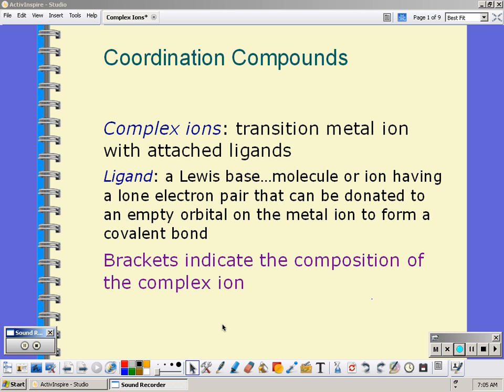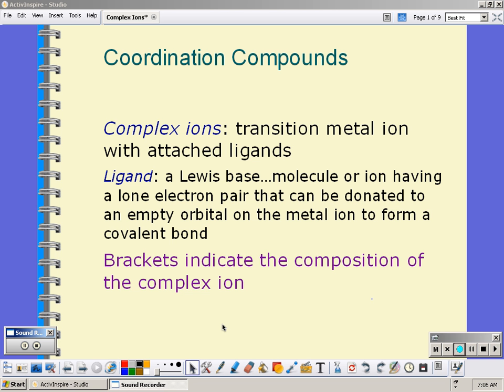Alright, so a coordination compound is also called a complex ion. It's a transition metal ion that has ligands attached. So our transition metals, because they have d orbitals and some of them have access to f orbitals, can form these very complex ions. So it's still a substance that has a charge, because that's what an ion means, but it also has other things attached to it, kind of like a polyatomic.